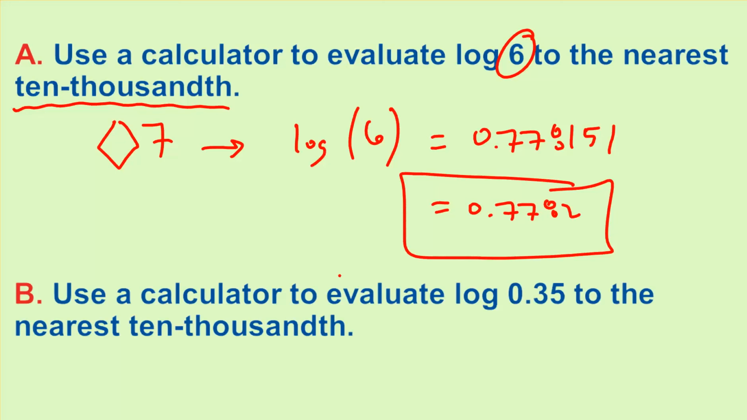And then for this next one, evaluate log of 0.35. Just drop that into your calculator, and you will get negative 0.4559. All right. There you go. Common log. Next.